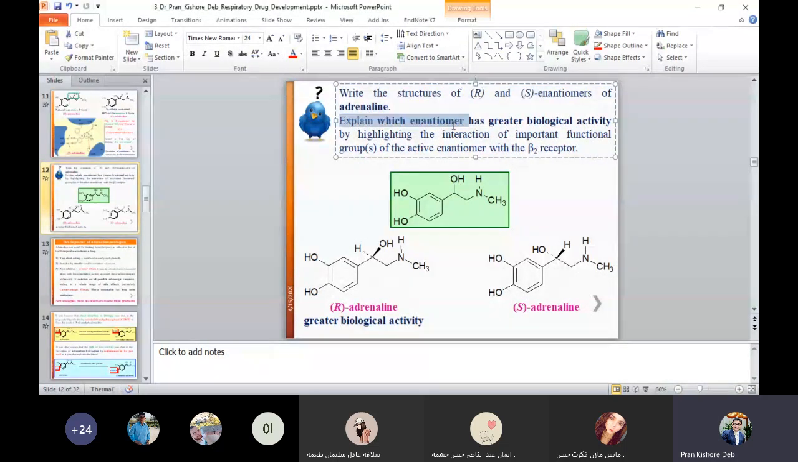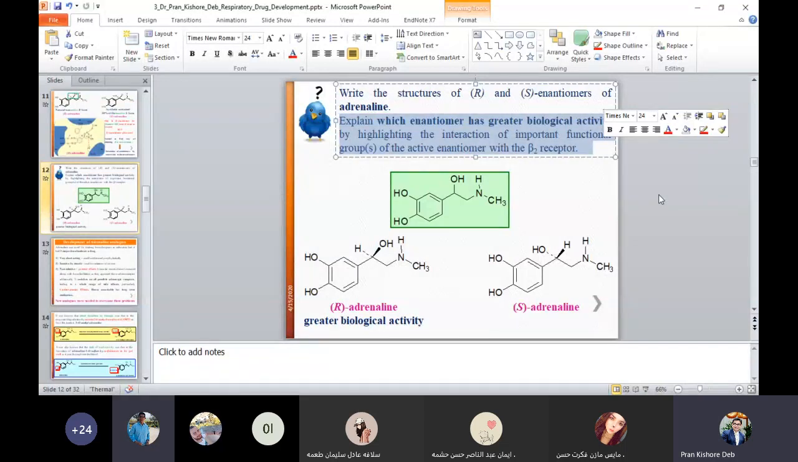Now explain which enantiomer has greater biological activity by highlighting the interaction of the important functional group of the active enantiomer with the beta 2 receptor. Can you answer this? We already had a lot of brainstorming. Who can answer this correctly? The R form, the R adrenaline, and the part that is going to bind is the alcoholic hydroxyl group, the OH. Answer completely: binding to ASN 293. The binding between OH and ASN 293.